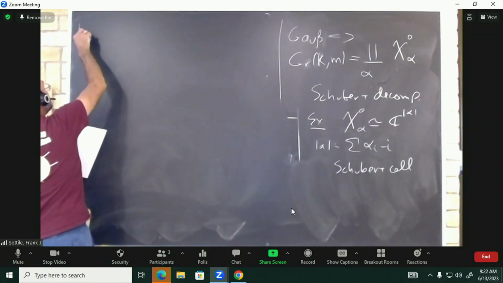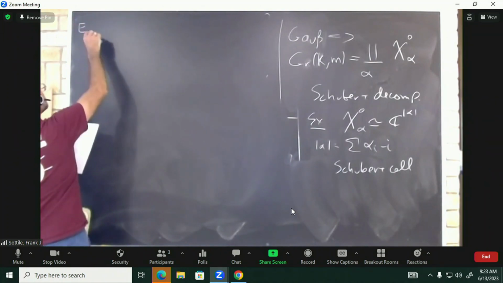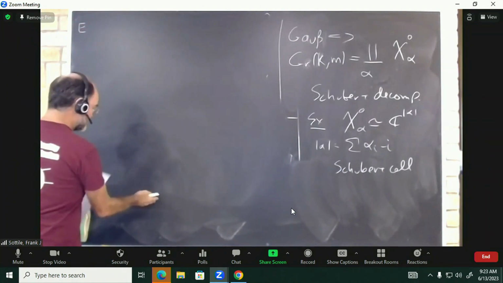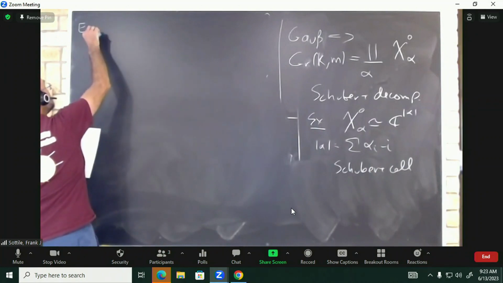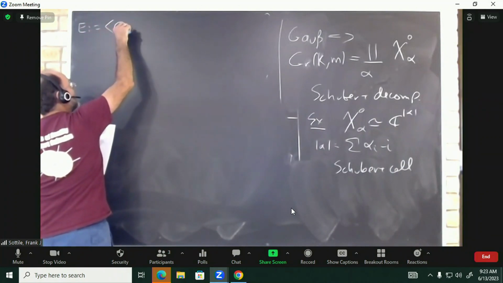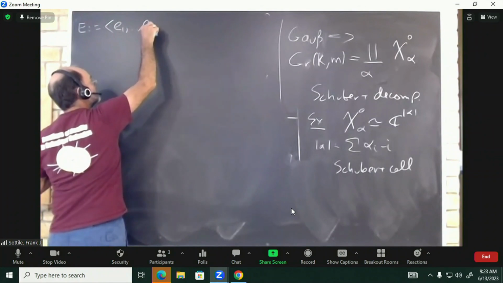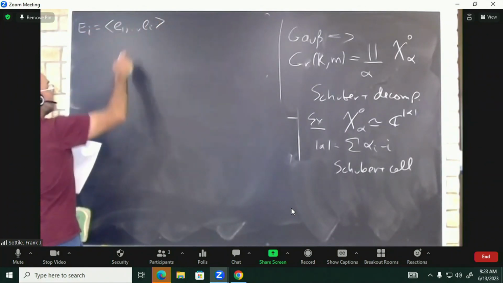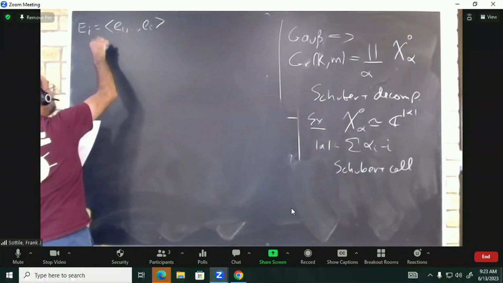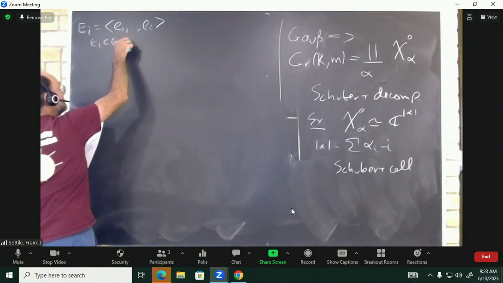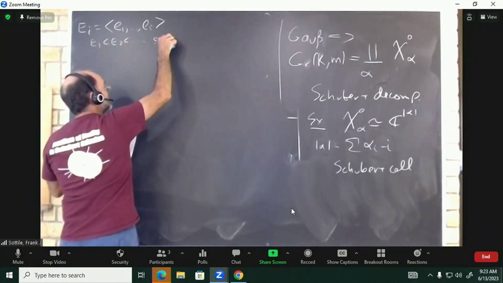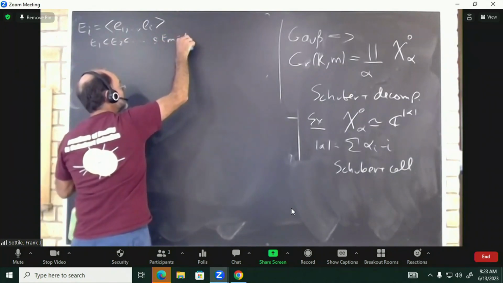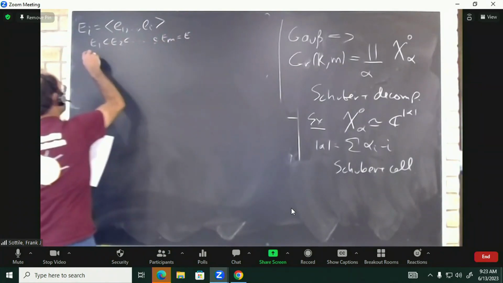Unfortunately, this is the problem with the small board. I erased something that would be very useful. Let me let E_i be the span of my first i basis vectors. So this is a subspace of dimension i, and so I'm going to have E_1 contained in E_2 contained in and so on up to E_m, which is E, and this is called a complete flag.